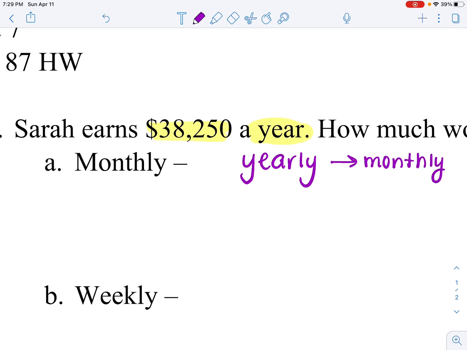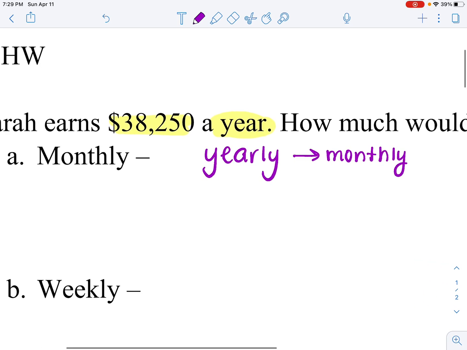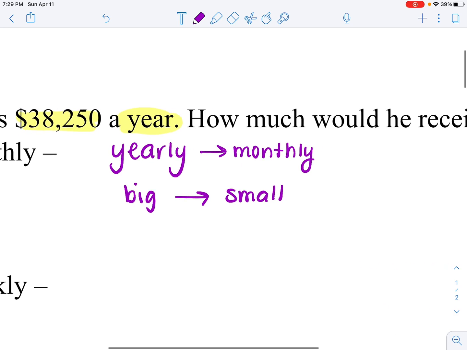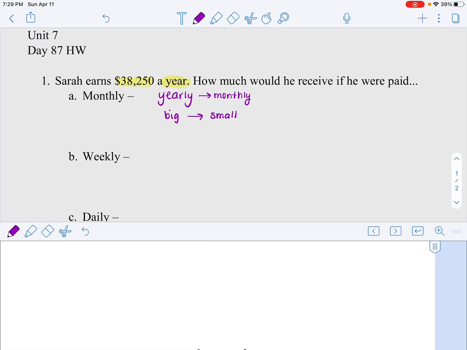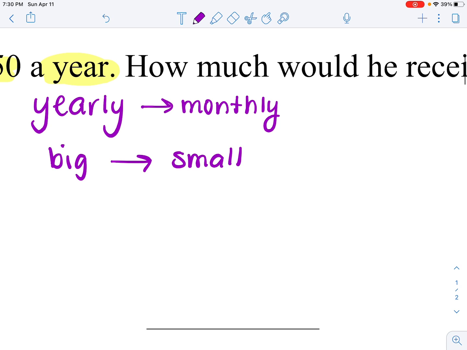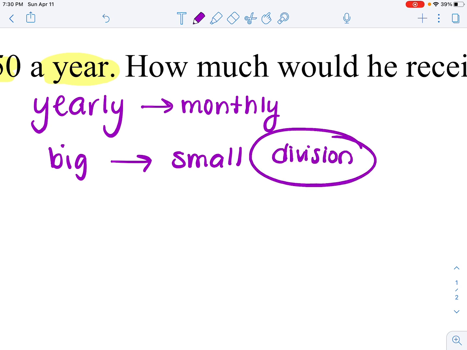we're either going from bigger to smaller or smaller to bigger. So if we have to decide which is bigger, a year or a month, we know that year is bigger and then the month is the small. So we're going big to small. And when we have big to small, that means that we need to use division. So I know this is going to be a division problem. So what are we going to divide?